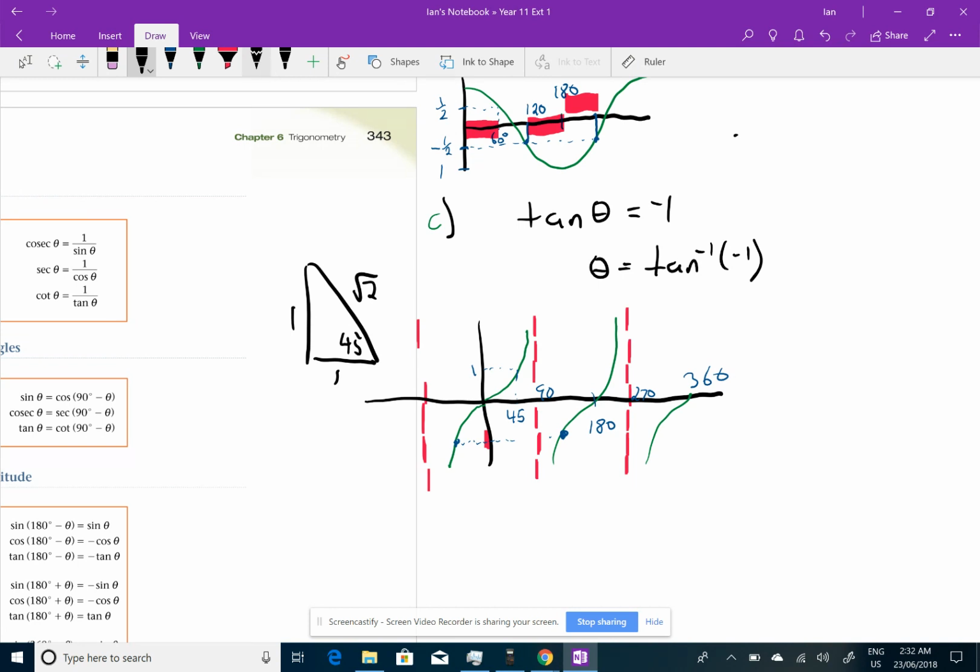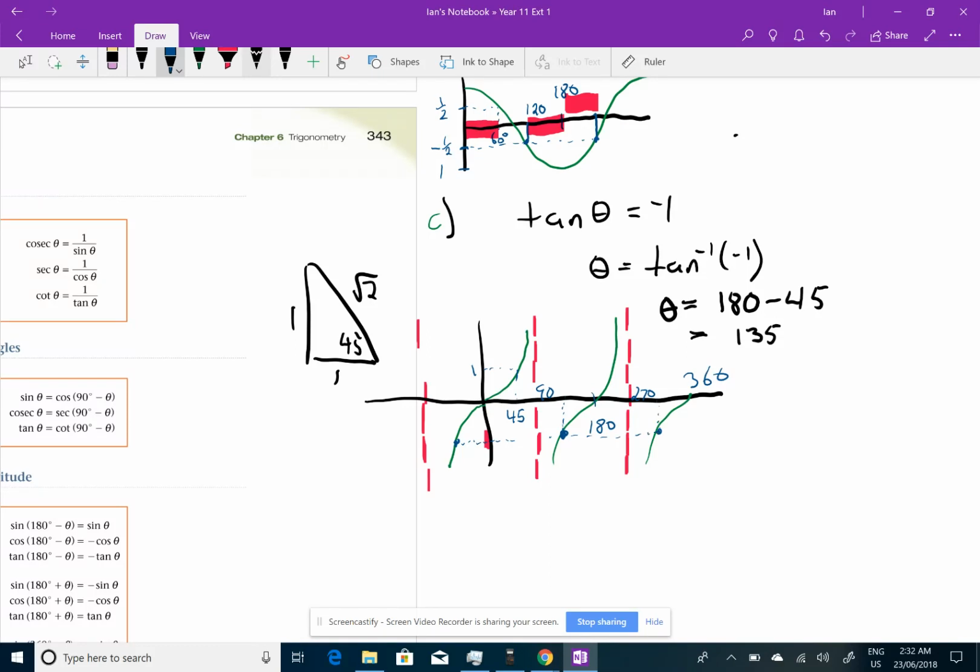Now we just have to determine where that 45 is in relation to the negative parts of the curve. Well, we've already got 1 point here. Now we know that the angle that gives us a ratio of 1 is 45, and that one's back from 180. It's less than 180. And we know from our diagram, so theta will equal 180 minus 45. So we get 135.